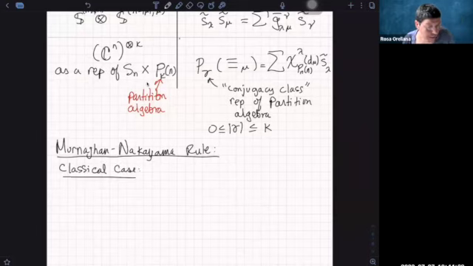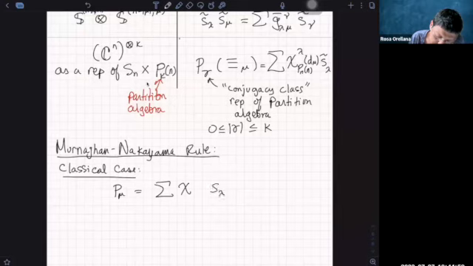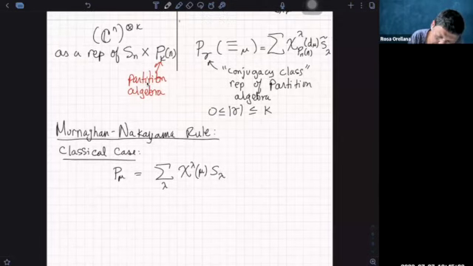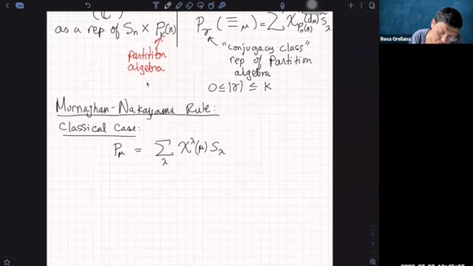In the classical case, if you want to write P mu as a linear combination of Schur functions S lambda, this follows from Schur-Weil duality. So this one is lambda, and you have a mu here, and you do a sum over all lambda. And these were the irreducible characters of the symmetric group.